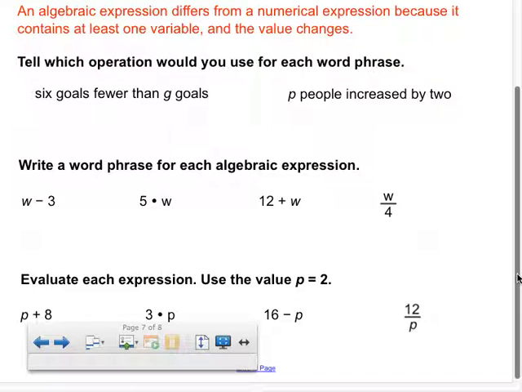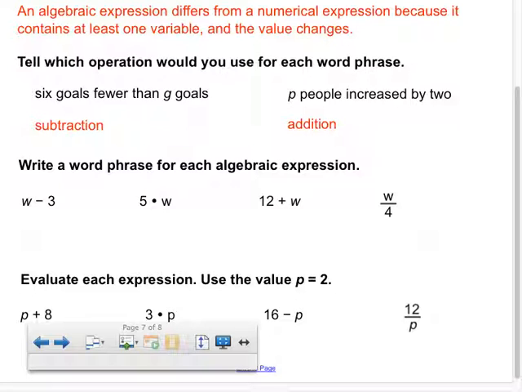Now, tell which operation you would use for each word phrase. So 6 goals fewer than G goals. What's the operation here? Subtraction, very good. Over here, P people increased by 2. What's the operation? Addition, very good.